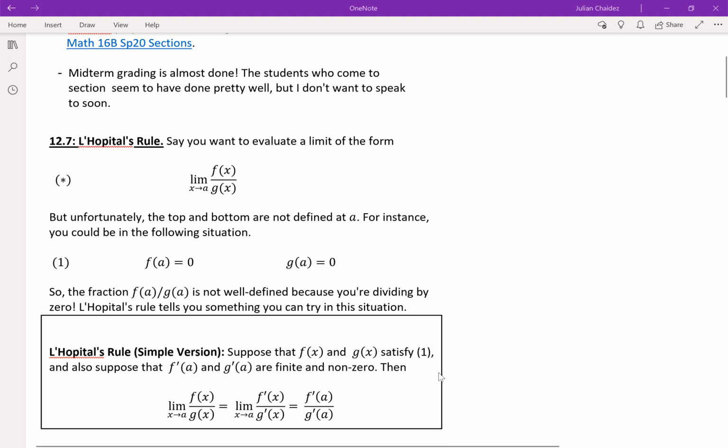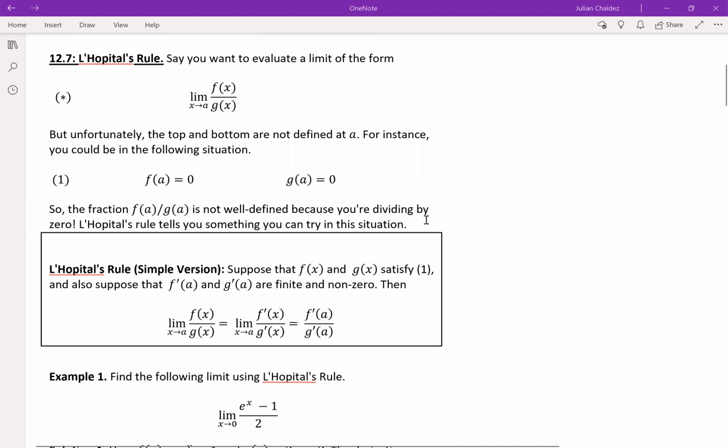Okay, so let me just move a window really quick. Okay, all right, so we will start with L'Hopital's rule, which, I'm sorry, is rehashing a little bit of what we discussed earlier, but I think it's for the best.